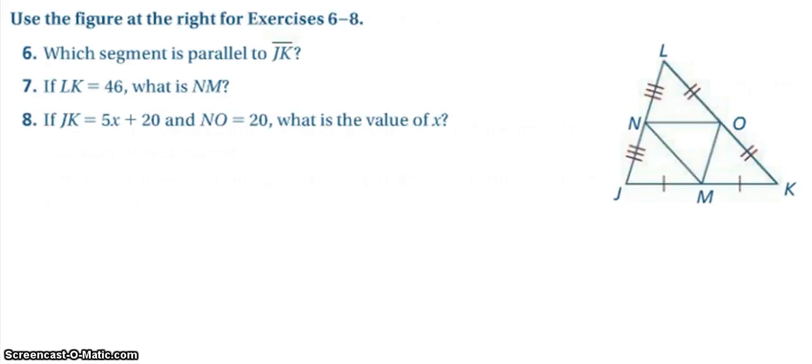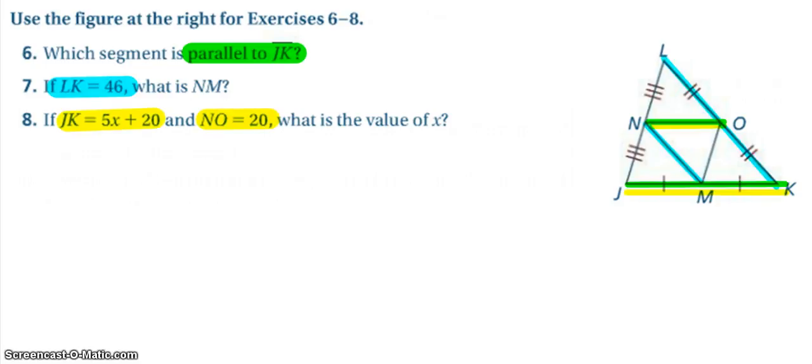So pause the video until you do the work. All right, so our segment parallel to JK, if I look at JK being this base, we know it will be parallel to its corresponding midsegment, which is NO. For LK being 46, if that's the entire distance, we look for its corresponding midsegment, NM, which we know will be half of that, so that would be 26.